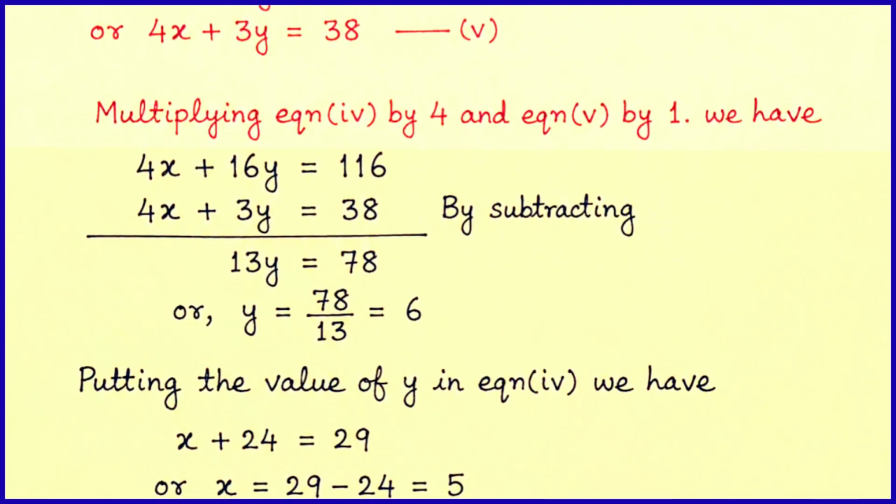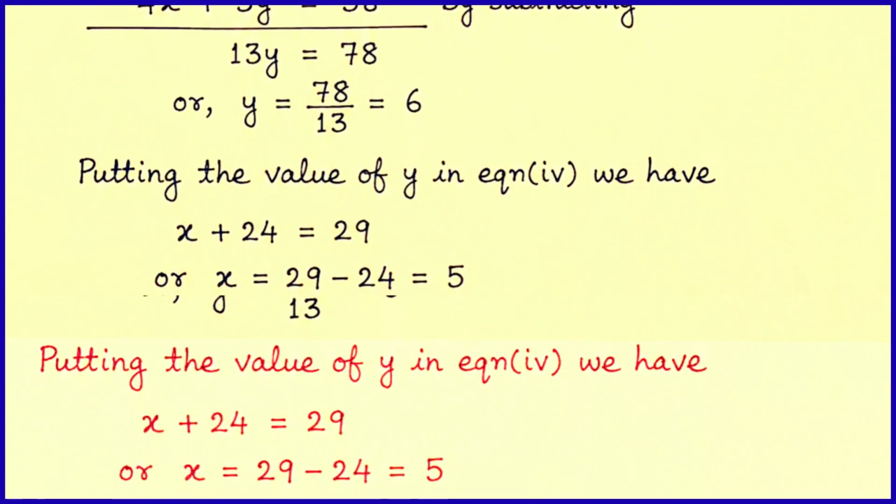Equation 5. Multiplying equation 4 by 4 and equation 5 by 1, we have 4x + 16y = 116, and 4x + 3y = 38. By subtracting, 13y = 78, or y = 78/13 = 6. Putting the value of y in equation 4, we have x + 24 = 29, or x = 29 - 24 = 5.